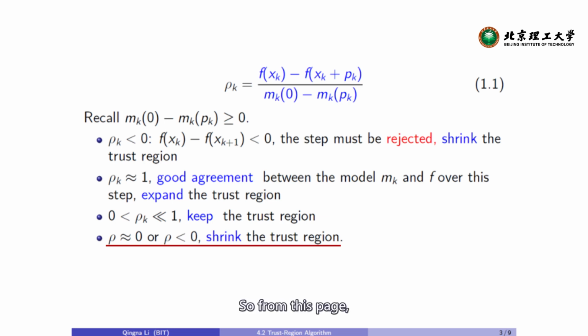So from this page, we can see that the agreement of the model function and the original function is very important. It provides us more information about whether we will enlarge the trust region radius or shrink the trust region radius.